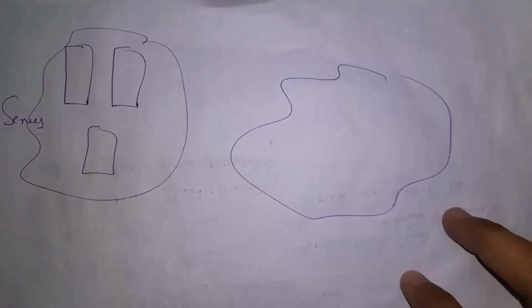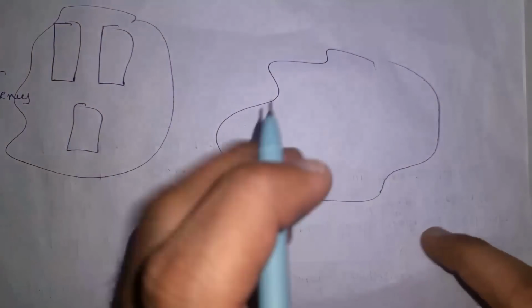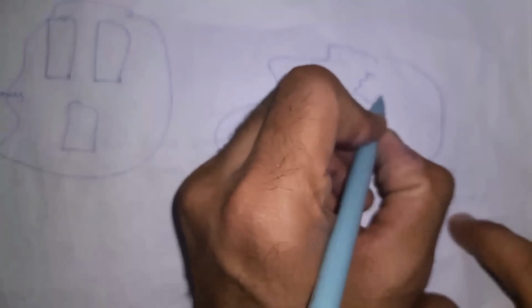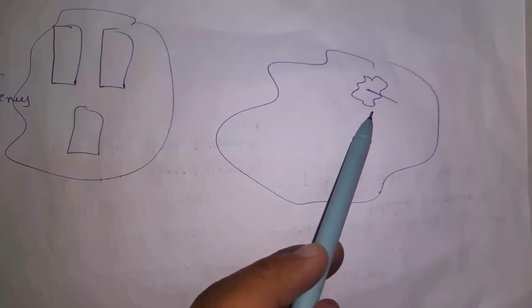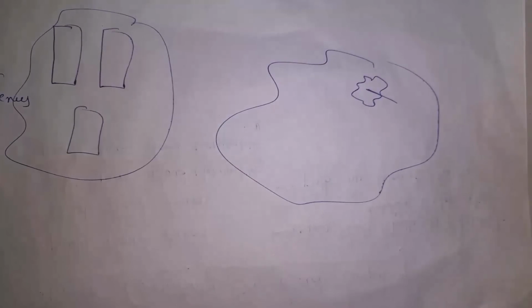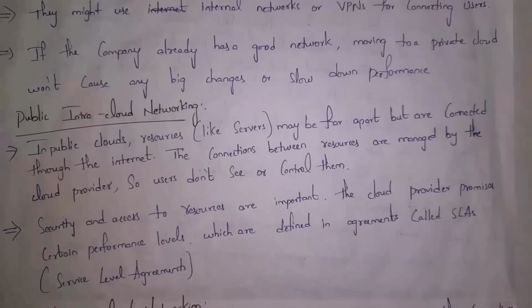Guys, the internet is a big network. Everyone can use the internet. Inside the big network, a company will create one small network. We call this network a virtual private network or internal network. Only company employees can connect to this network. So if a company already contains a good network, they can easily move their data to a private cloud. Still, performance will be good.